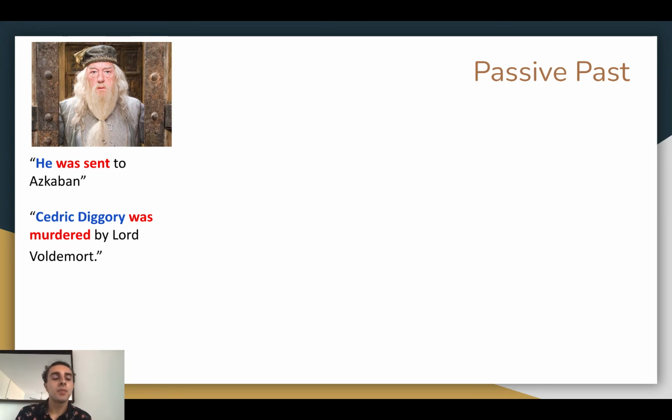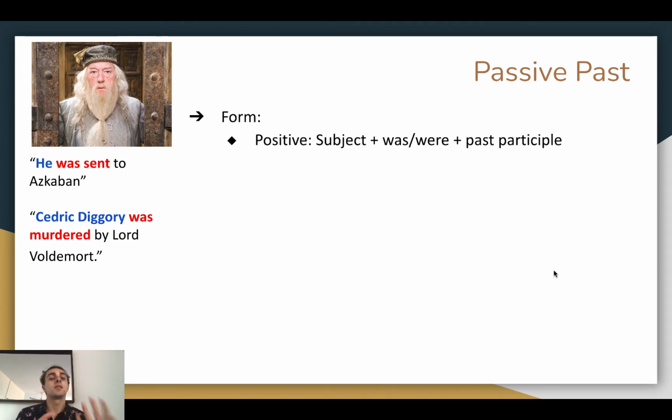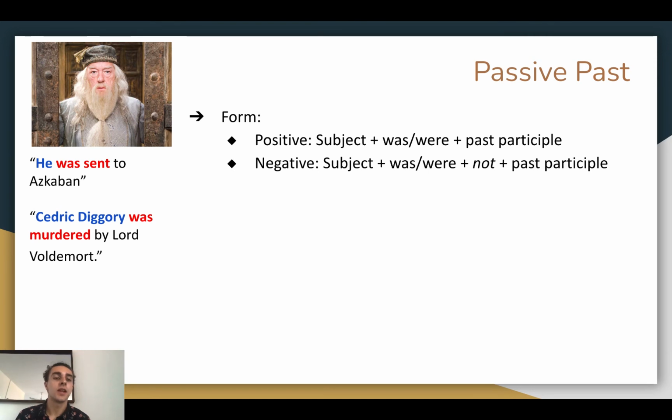So with the passive past, we see that Albus Dumbledore, he says, he was sent to Azkaban. Cedric Diggory was murdered by Lord Voldemort. So here with the form, we have the subject plus was or were, which is the past simple of to be, plus the past participle. We also see the negative form, which is the subject plus was or were plus not, plus the past participle.